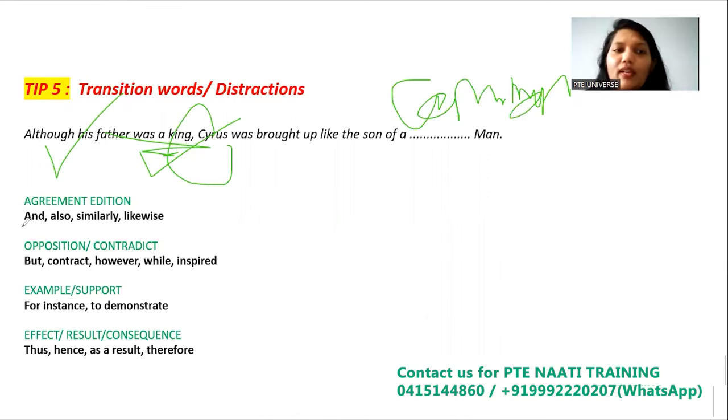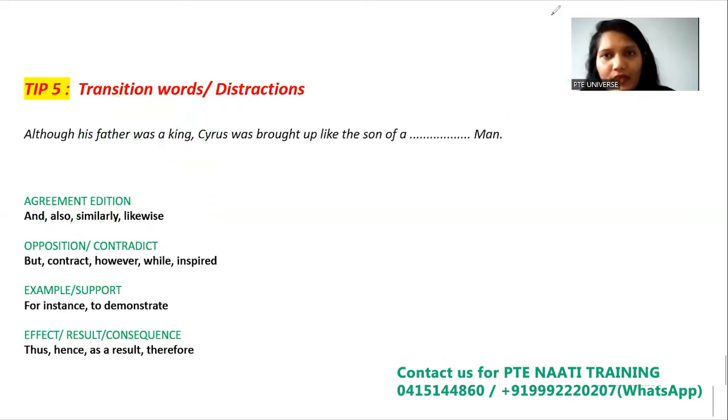Let's say if you want to just show agreement, you can use and, also, similarly, likewise, furthermore, moreover. If you want to show contrast or opposition, but, however, while, in spite of, despite of, different connectors you can use. To show an example, for instance, for example. If you want to show some sort of conclusion, thus, as a result of. There are different kinds of connectors. Make sure you understand the usage of connectors.